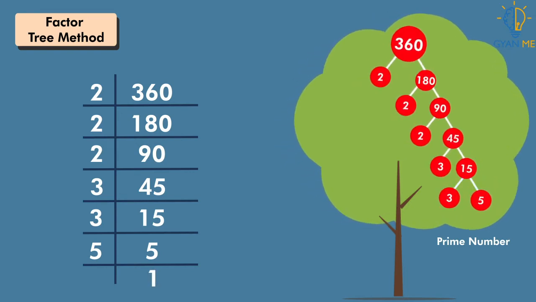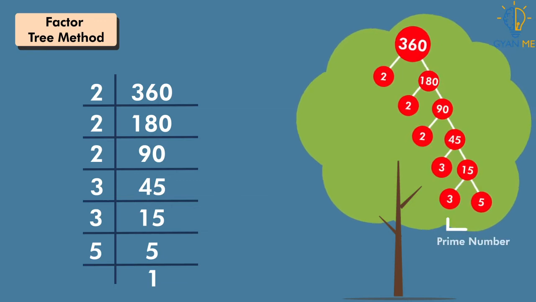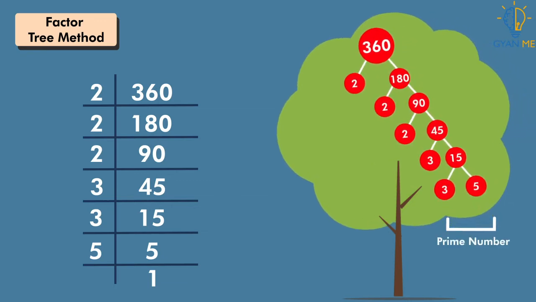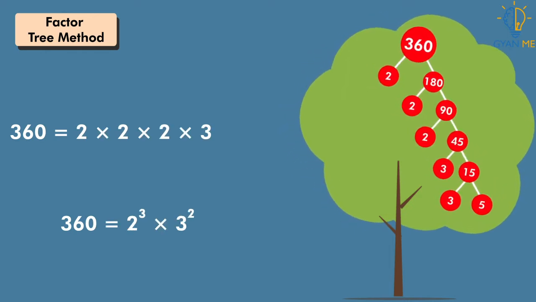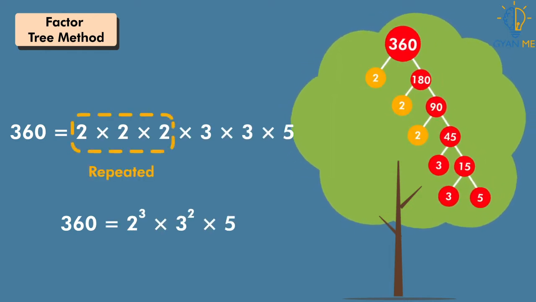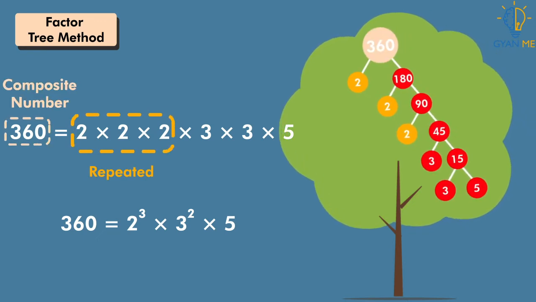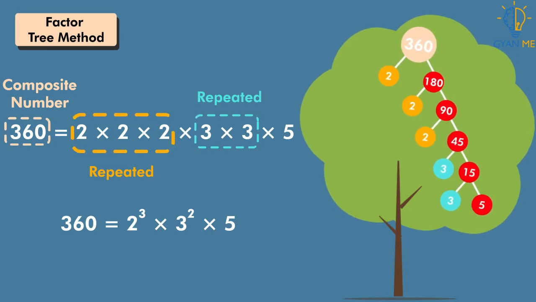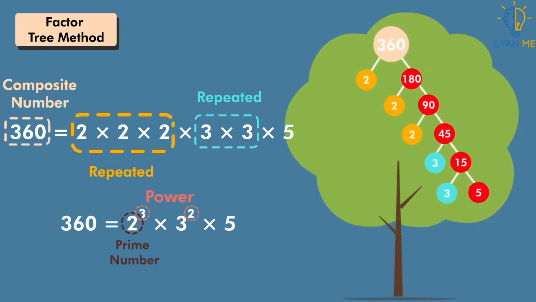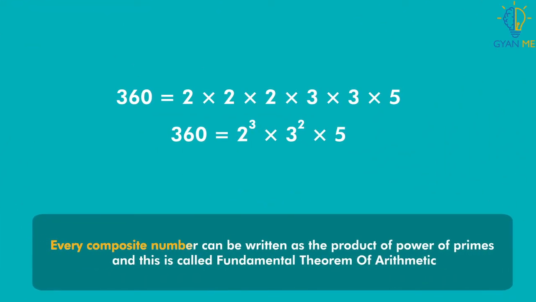Now both the tree branches have prime numbers, so the factorization process ends here. 360 can be factorized as 2 into 2 into 2 into 3 into 3 into 5. If any factor of a composite number gets repeated, it can also be expressed as multiplication of primes raised to their power. Students, you have rightly observed that every composite number can be written as the product of power of primes, and this is called fundamental theorem of arithmetic.